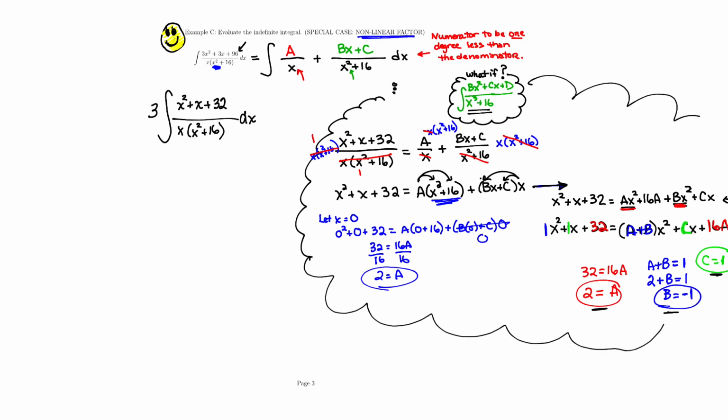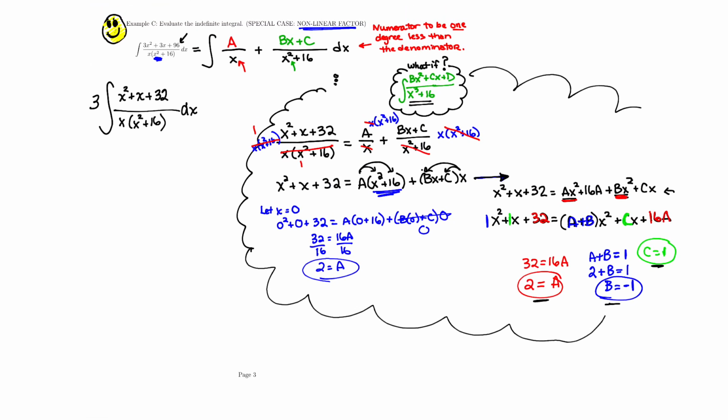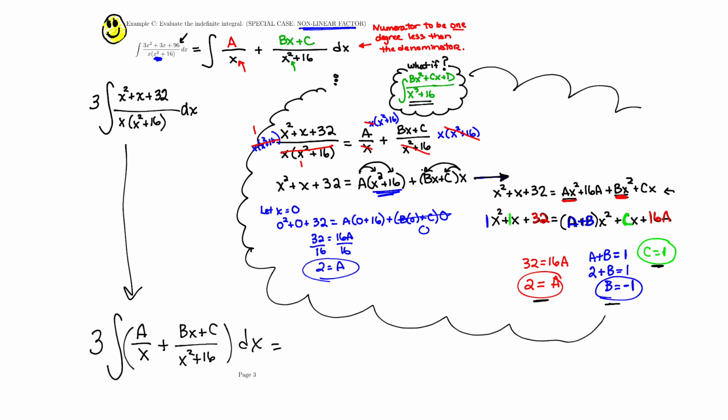Okay, so now that I have the a, b, and c, I want to rewrite this problem as a over x plus bx plus c over x squared plus 16. And in place of a, what are we putting? We're putting 2.